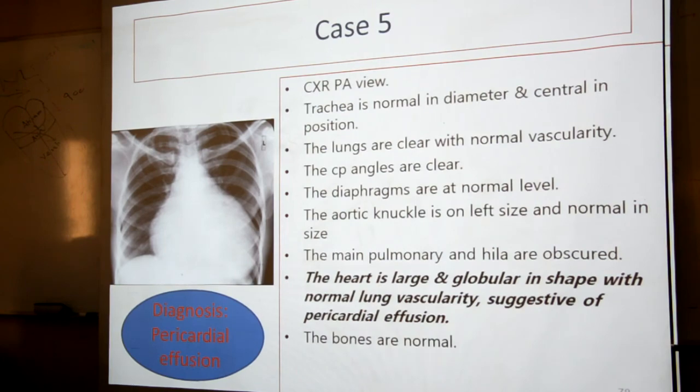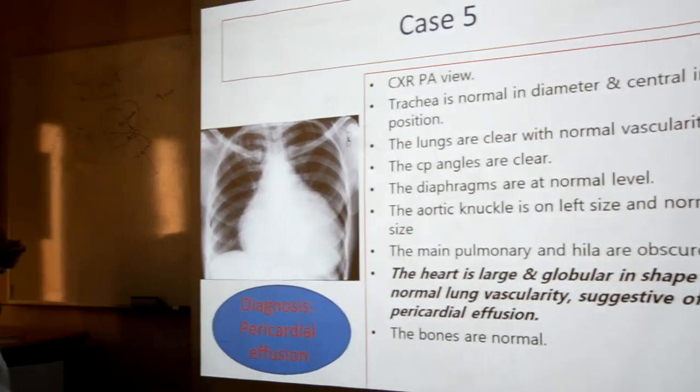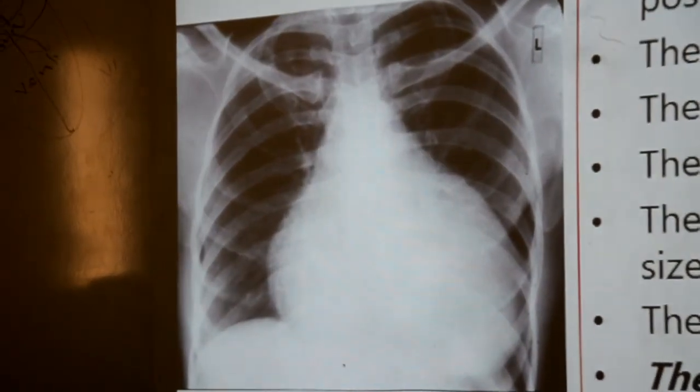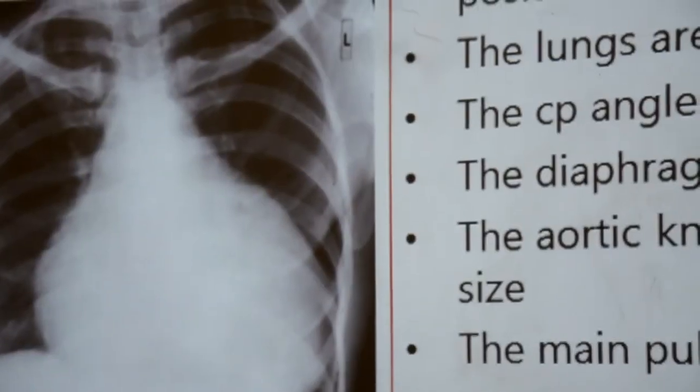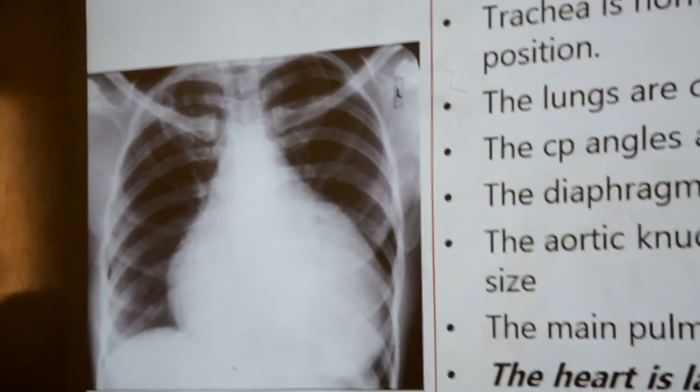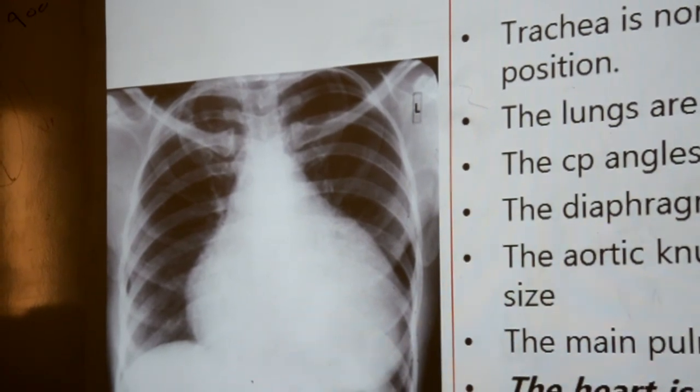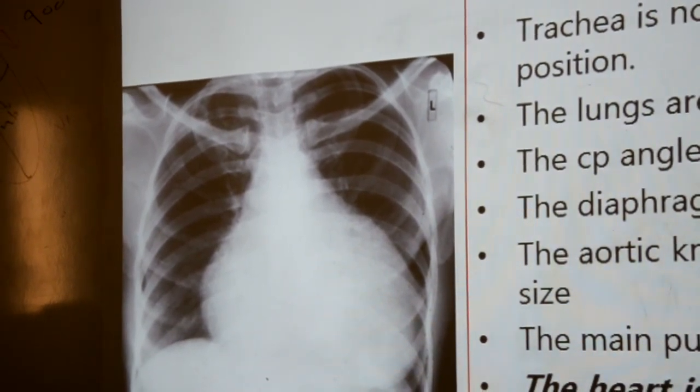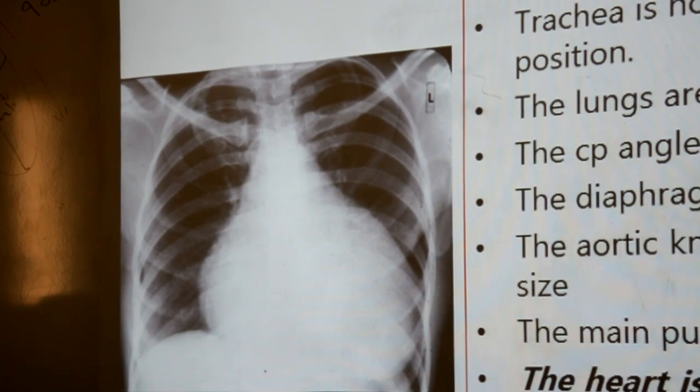This is a PA view. Just an X-ray PA view. Showing both lungs. The size of the lungs is approximately normal on both sides. The trachea doesn't appear clearly, but it is seen in line with the heart. The main abnormality seen here is the heart. It's bowl shaped.